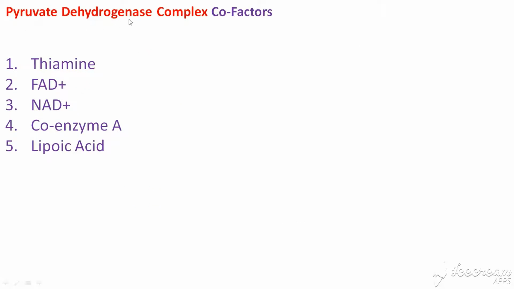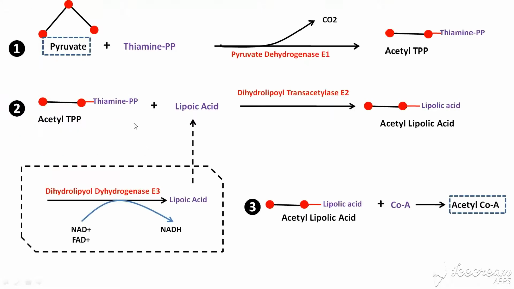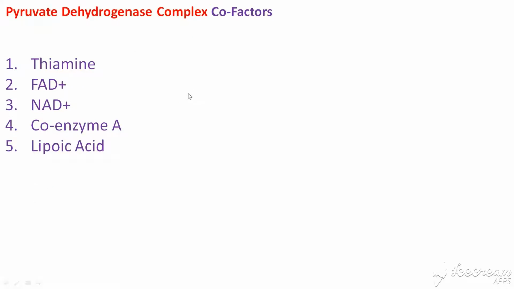So the pyruvate dehydrogenase complex requires 5 cofactors. And these cofactors are going to be thiamine, FAD+, NAD+, coenzyme A, and lipoic acid. So if we go back to our reactions, we could see that we use thiamine, we use lipoic acid, we're going to use an NAD and FAD, and we're going to use coenzyme A. And these are going to be the cofactors that are necessary for the pyruvate dehydrogenase complex to move forward.